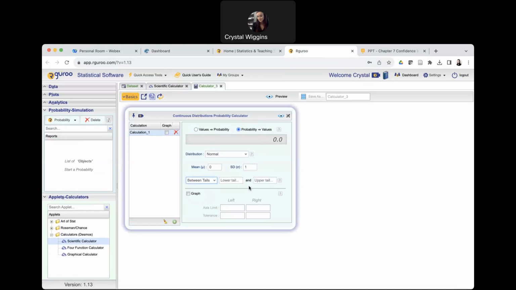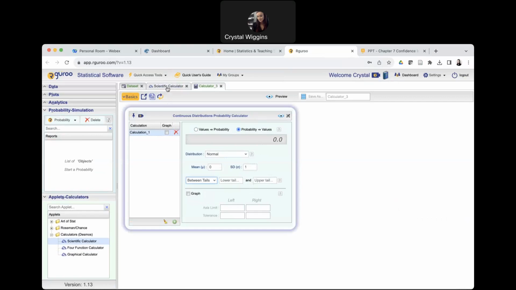Remember that Rguroo does not automatically assume the area is centered in the middle, and therefore it asks about what is the area in the two tails, the lower tail and the upper tail. And this is because sometimes this between area could be shifted to the left or to the right. As you saw in the continuous probability chapter, we worked with grades A, B, C, and D, and those areas were not always in the center, depending on which grade we were referencing. For these, they're always centered.